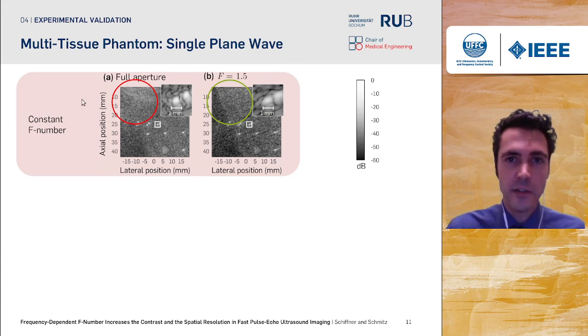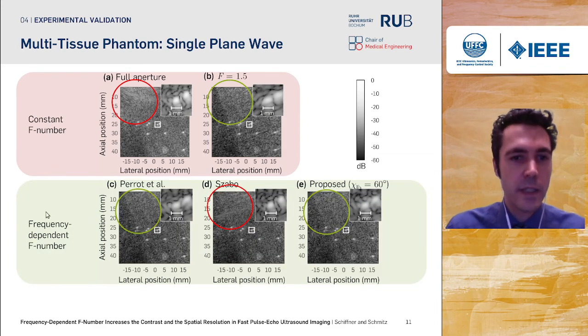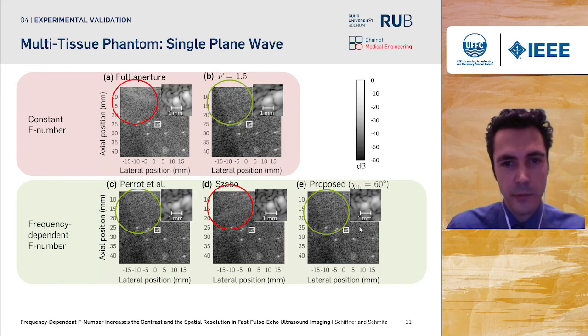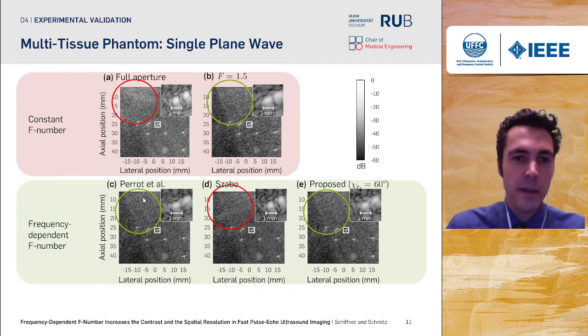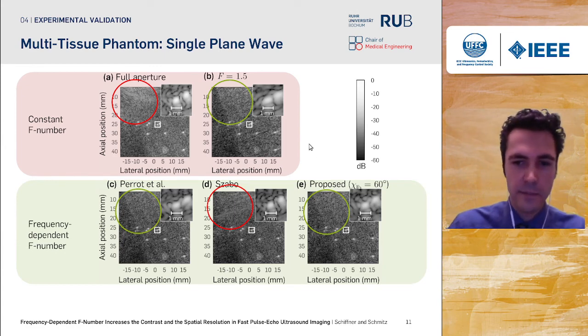The multi-tissue phantom required a constant f-number of 1.5 to eliminate all visible image artifacts in the vicinity of the array. Again, this f-number increased the lateral widths of the wire targets and reduced the lateral resolution. The frequency-dependent f-numbers approximately maintained the lateral resolution, but only one directivity-derived f-number and the proposed f-number were able to eliminate the image artifacts.